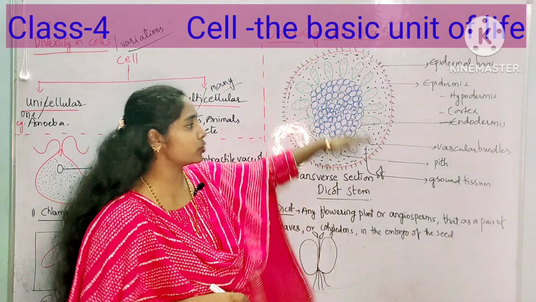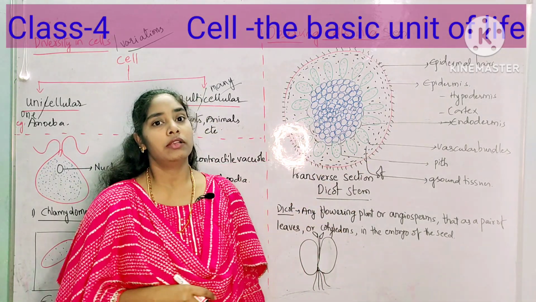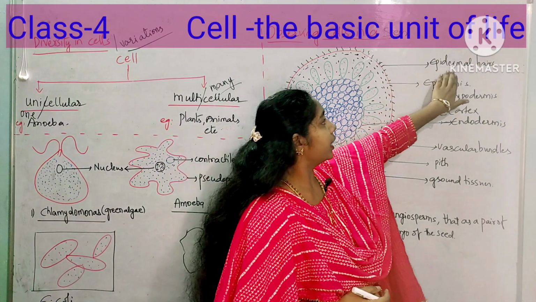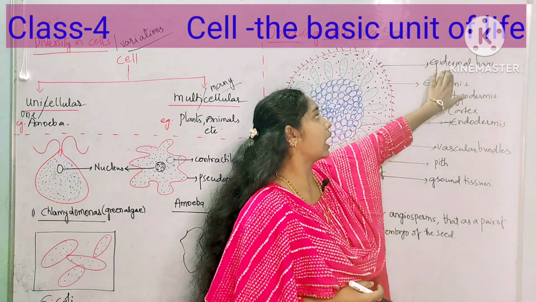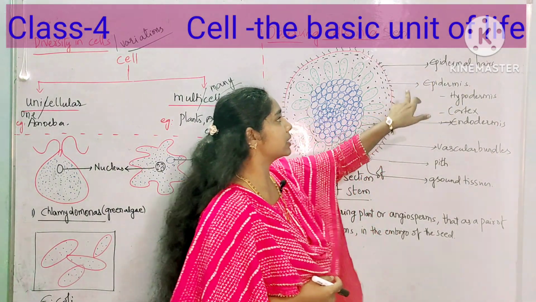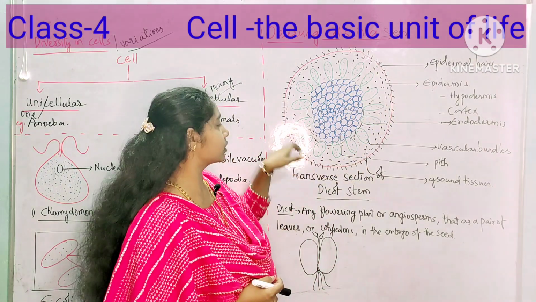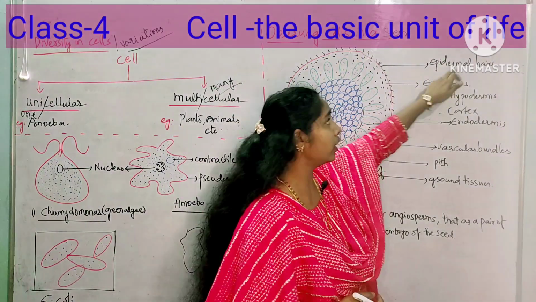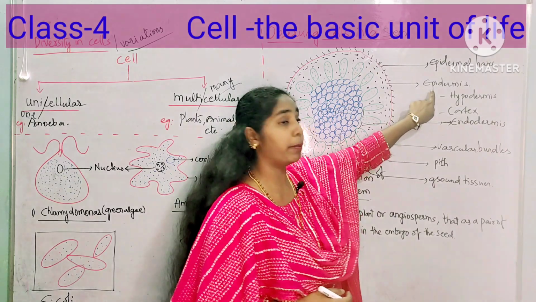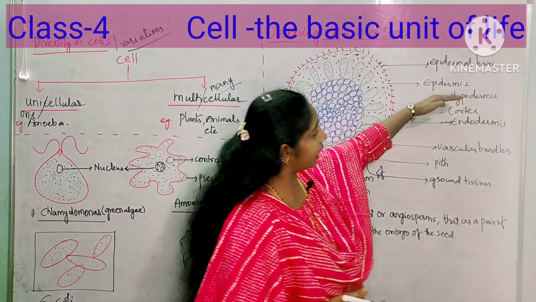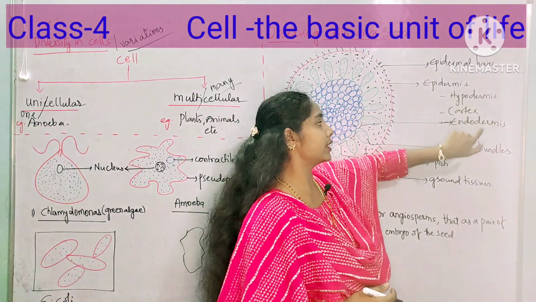When you come to the parts which are present in a stem, you can see here the epidermal hair. It is the outermost layer. See, these small hair-like structures are called epidermal hair. Beneath the epidermal hair you find the epidermis. Beneath the epidermis, again you have hypodermis, cortex, endodermis.